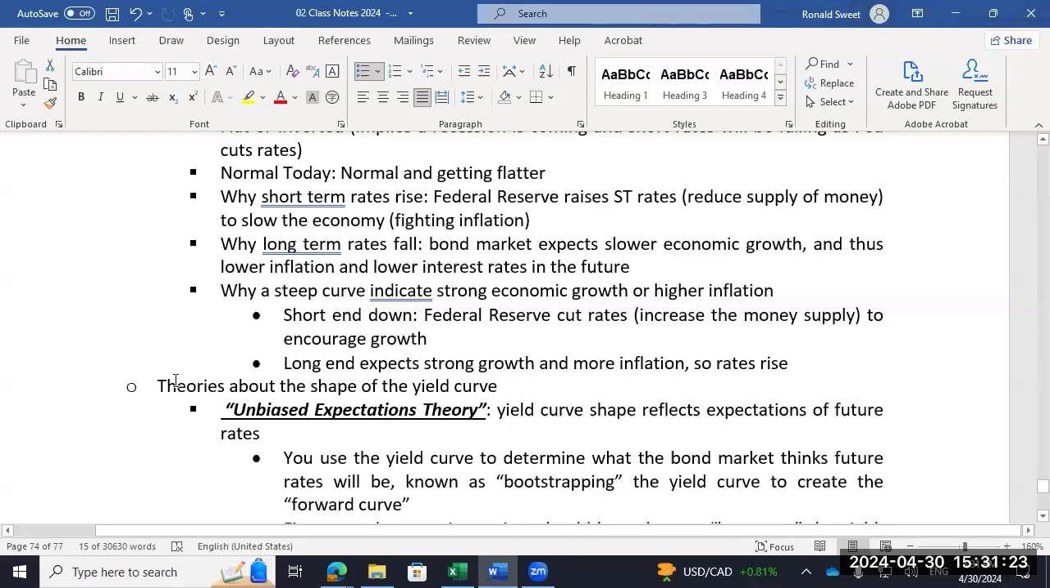But understanding why the yield curve is normally upward sloping, what is that? There are theories behind that. You as a finance major should know that.